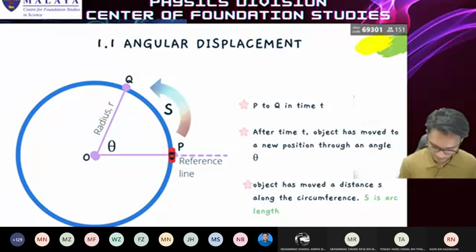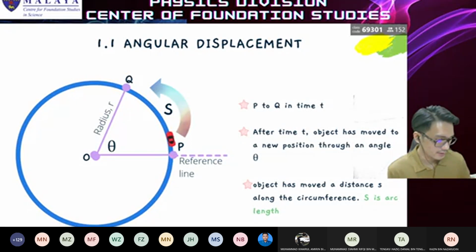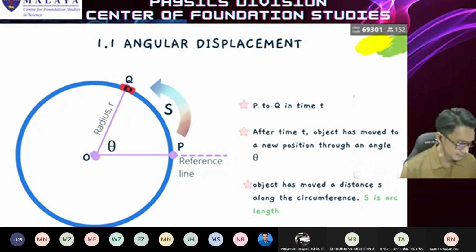Okay, kita tengok apa itu angular displacement. Okay, kalau kita tengok this is the car. It moved from P to Q, okay, and then P to Q is in time T, and after time T, the object has moved daripada P to Q dengan ada satu angle which is theta here, okay, and then the object moved a distance of S. This is the S. So S we call it as arc length, sorry, arc length bukan angle. Tapi arc length ni it corresponds to the angle theta.